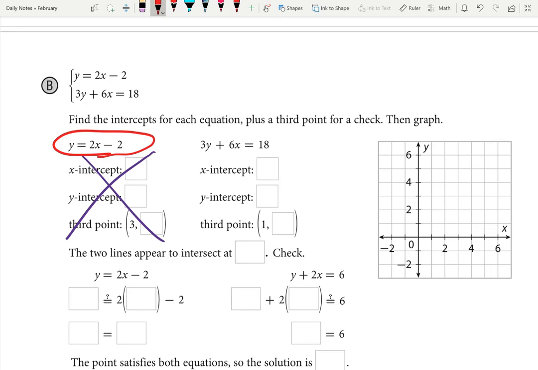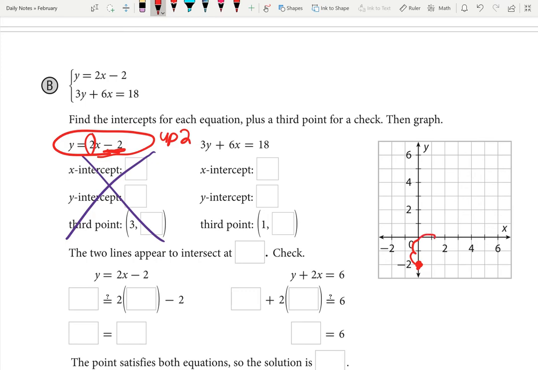We know that this one has the y-intercept at negative 2, so we'll put our point at negative 2, and our slope is 2. That means go up 2. But remember, anytime it's a positive number, after you go up 2, you still have to go to the right 1. So remember to go up 2, but right 1.